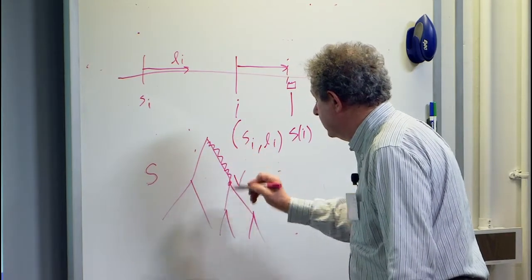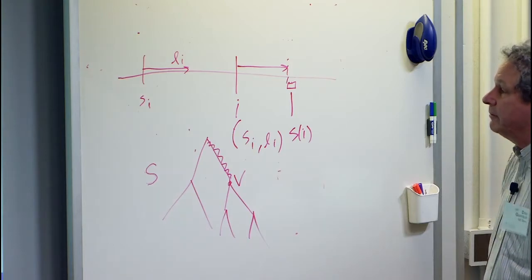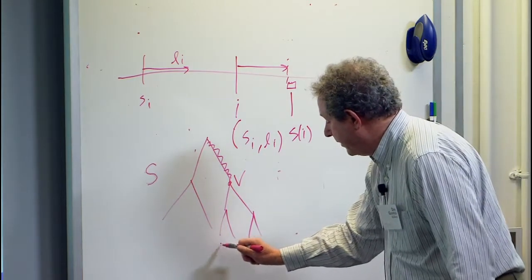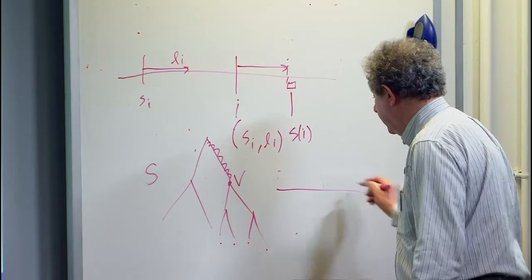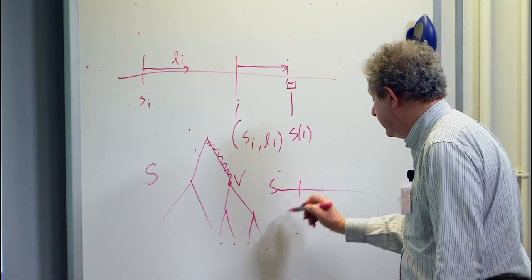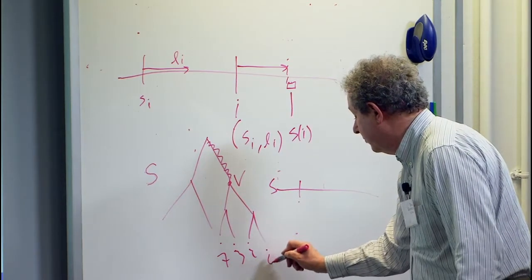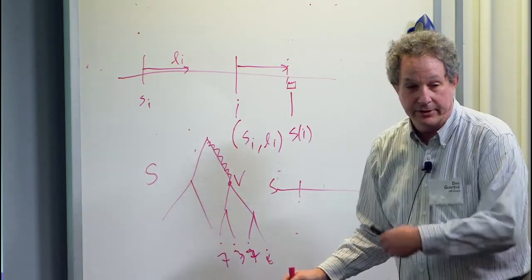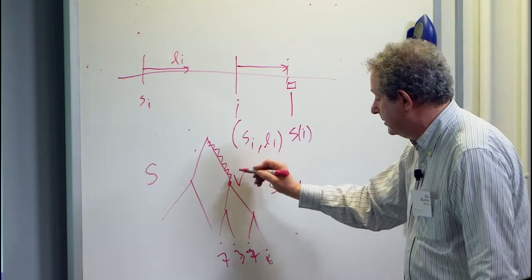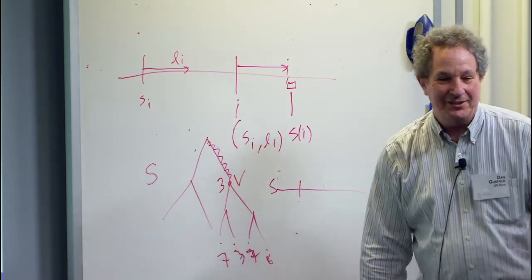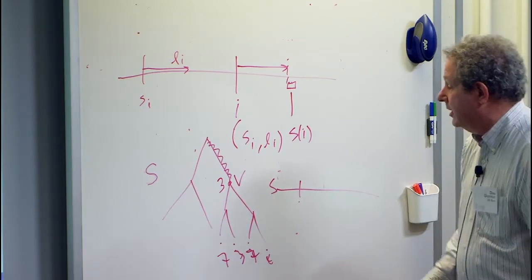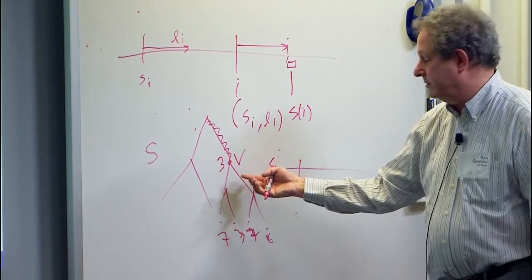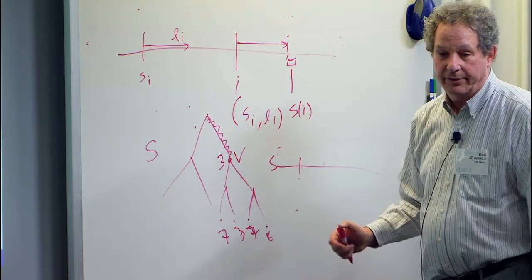Remember, there's a string down to V, and each one of these is a starting position in S. Let's say this is 3, 7, 2, 4. We're just going to label this with the smallest of these, so that's the leftmost occurrence of this string. So we label V with 3, okay? And again, this is easy processing, just bottom up. What's the smallest number that you've seen beneath it? You label it with that.